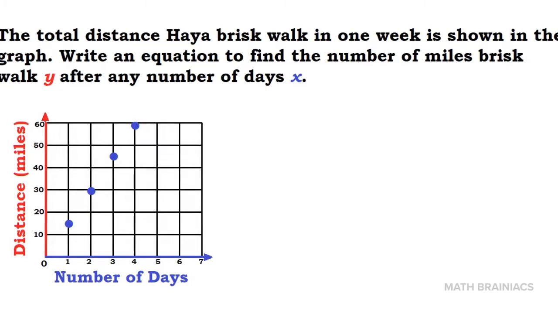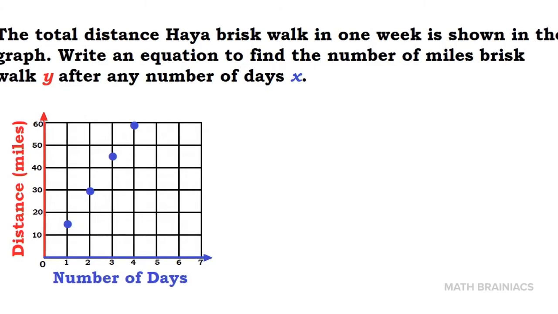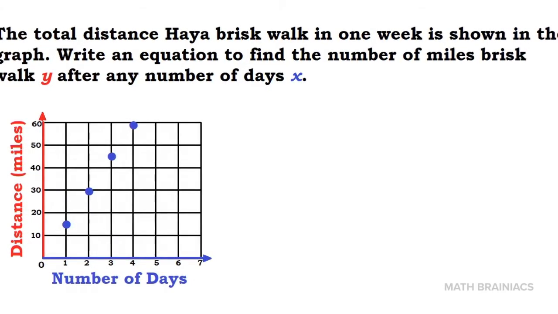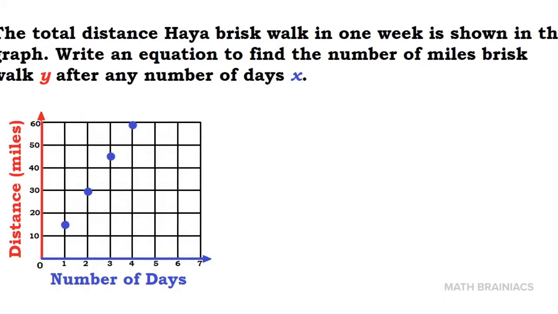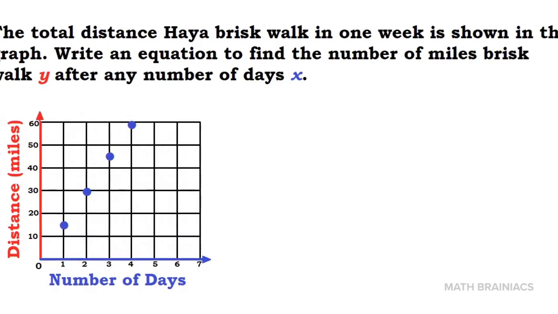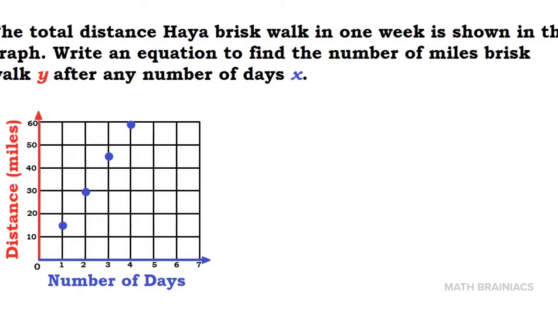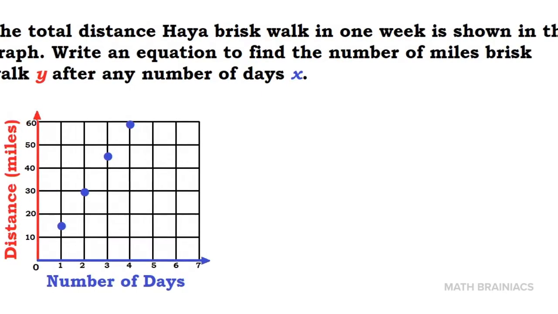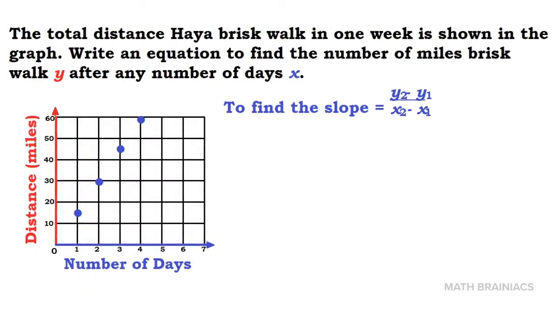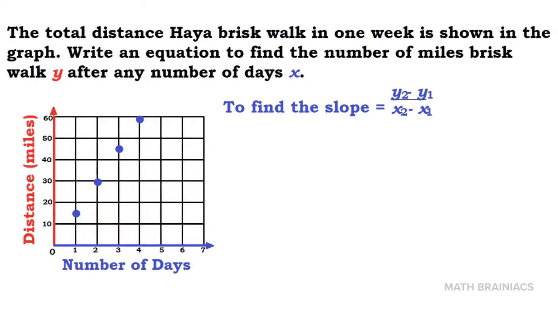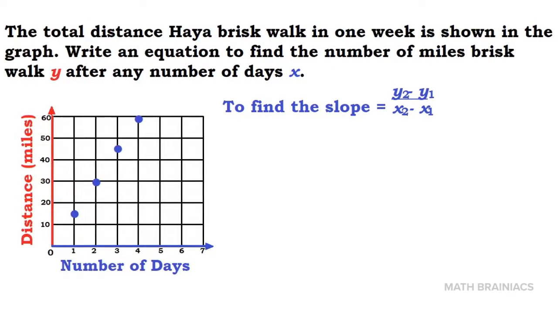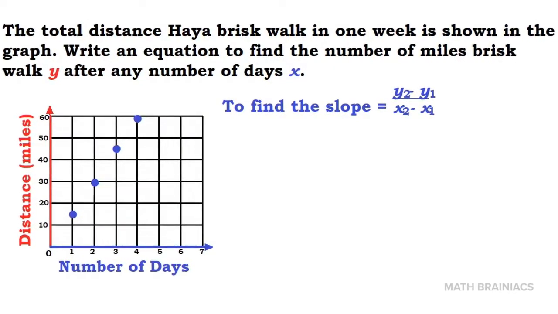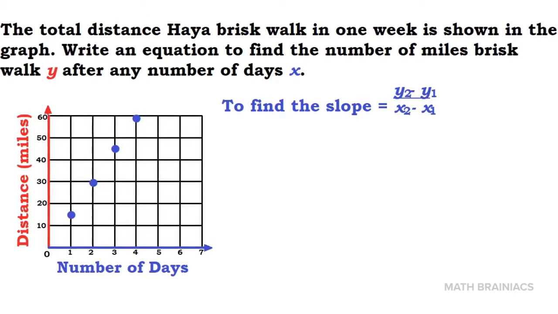Let us work on another example so that you can understand it well. The total distance Haya brisk walk in 1 week is shown in the graph. Write an equation to find the number of miles brisk walk Y after any number of days X. In finding the slope of the line in the graph, always remember the formula. Slope is equal to y2 minus y1 all over x2 minus x1.